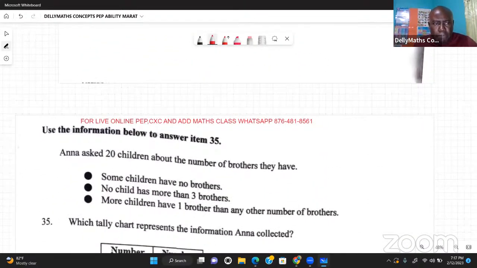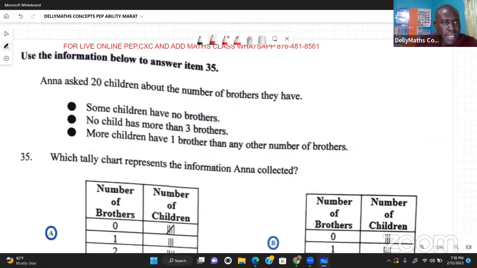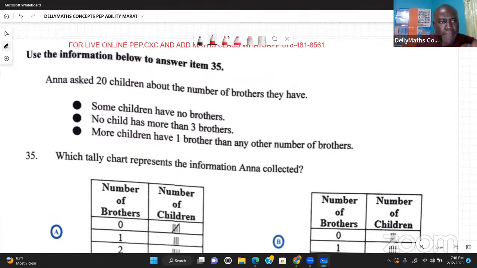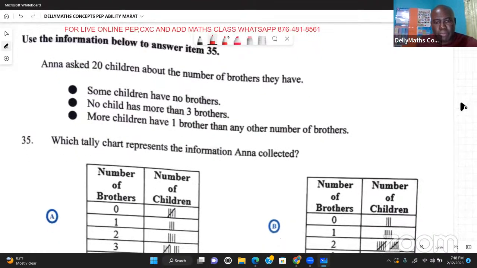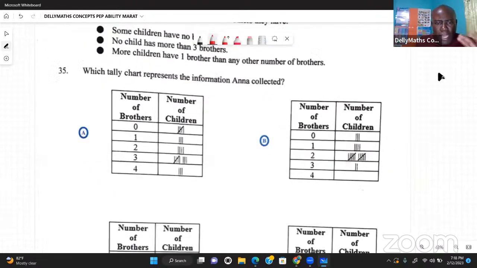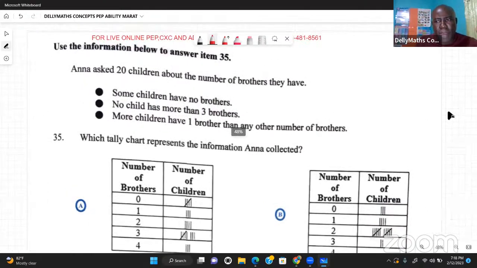We're moving on. All right, let us jump at this one now. Let's see what this one is about. This one says, use the information below to answer 35. Anna asked 20 children about the number of brothers they have. Okay, all right. Let me see if I can zoom. I think we're going to have to move back and forth to make sure we're seeing everything at once, because the writing is very big.